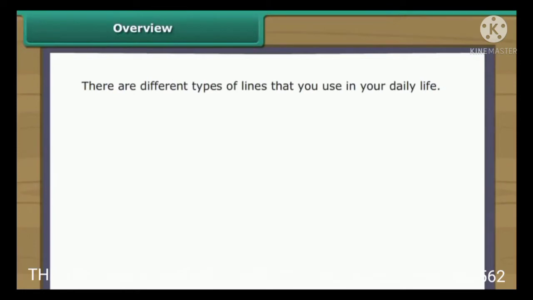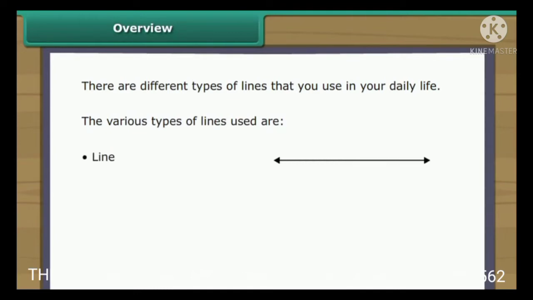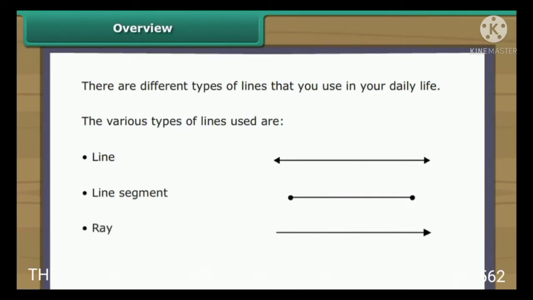Overview. There are different types of lines that you use when you create a simple picture. You can create a simple house, a sun, and so on, and you use simple lines to denote these pictures. Let us look at the various types of lines used. Line. A line has no beginning and no end. You can stretch a line infinitely in both directions. Line segment. A line segment has a beginning and an end. Ray. A ray has a starting point but no end.